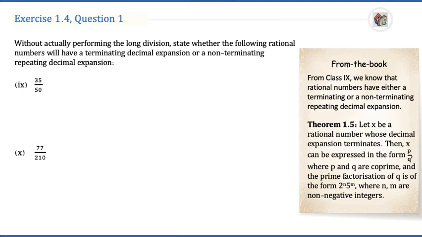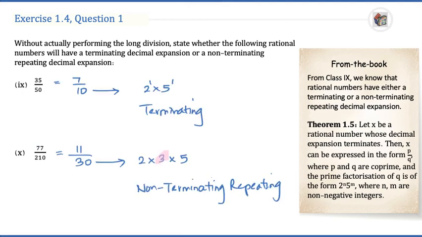Here are the last two parts of this long question. Try them and play to see the solution. Alright, so this first one, we had scope for some simplification. We just simplified both numbers by a 5 and we got 7 over 10. Then when we prime factorize the denominator, it's just 2 times 5, so powers are 1, and therefore only 2's and 5's, this is terminating.